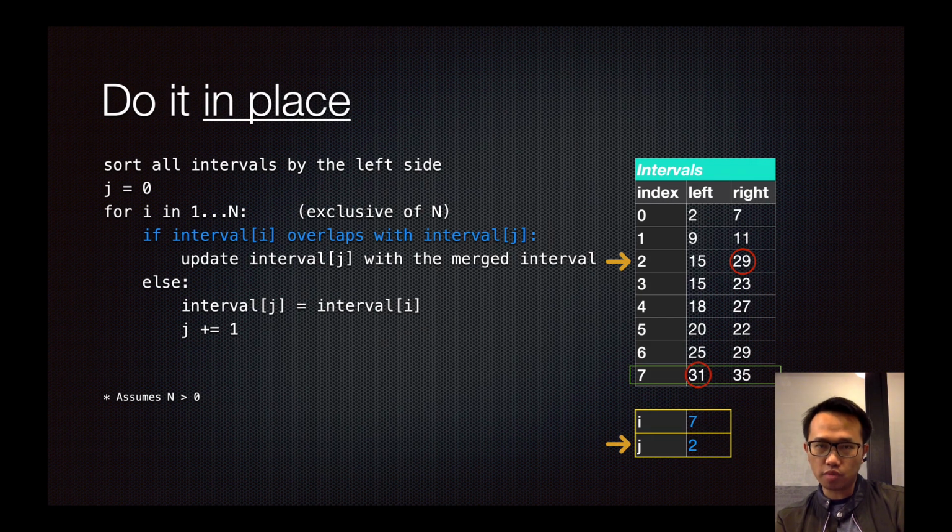And these two intervals, they don't overlap. And you would push j down by 1 slot and move interval i and copy that to the jth position. And that's it. That's how you merge intervals in place.